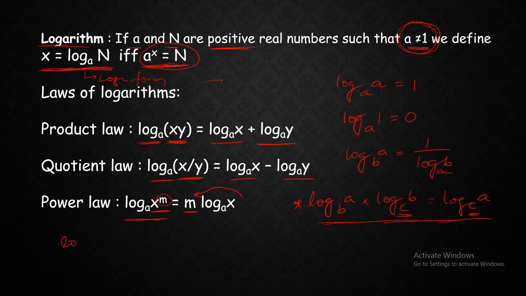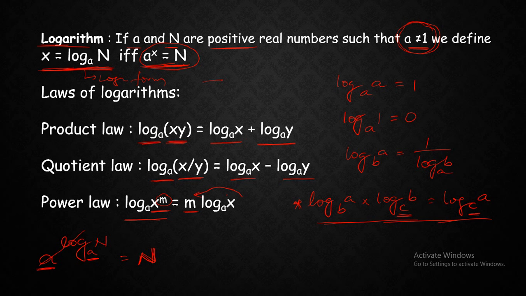Next, if you have a power log n to the base a, this value is equal to n. Whenever the base and the logarithmic base are both equal, we can cancel them out, and we have the value n. Whenever there is no base given, you need to assume the base is 10, which we call the common logarithm.